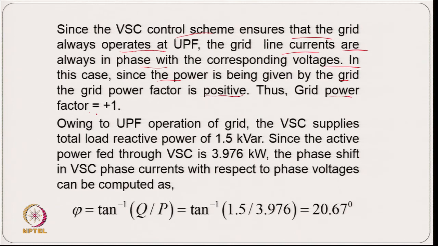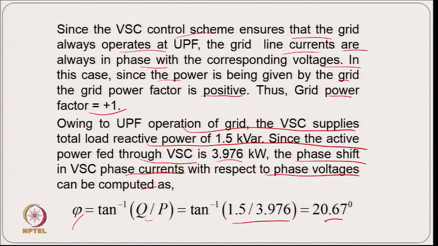So, since the grid power factor is +1, owing to the UPF operation on the grid, the VSC supplies the load reactive power of 1.5 kVAR, and the active power through the VSC is 3.976 kilowatt. So, the phase shift of the VSC current with respect to the voltage is phi equal to tan inverse of Q upon P, and from this calculation it comes 20.67 degree.